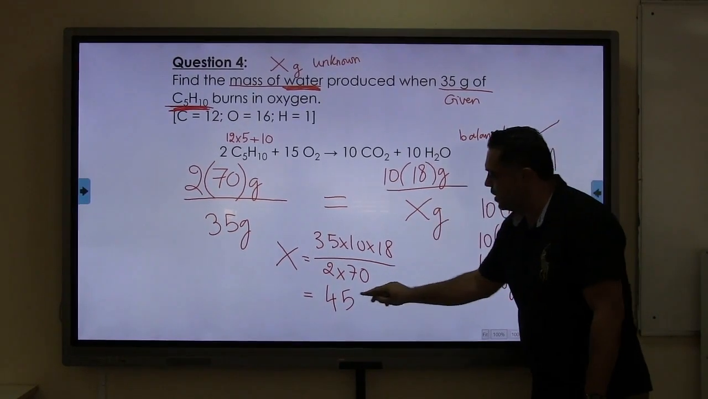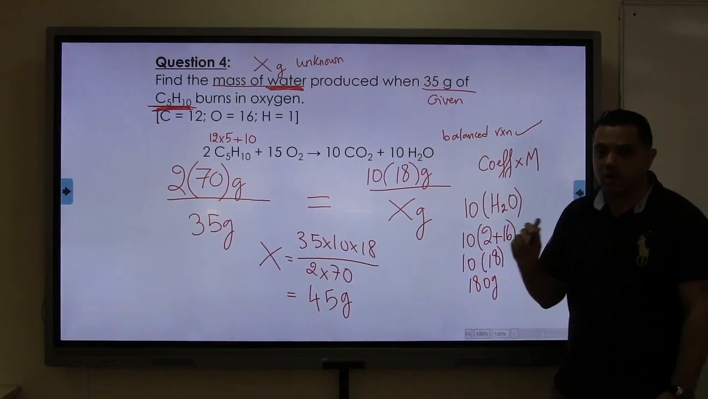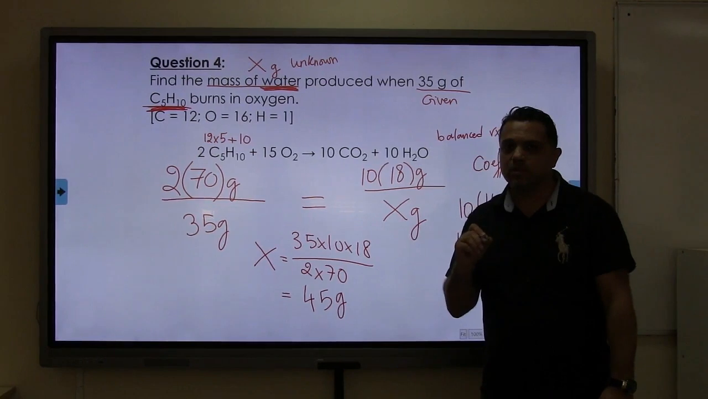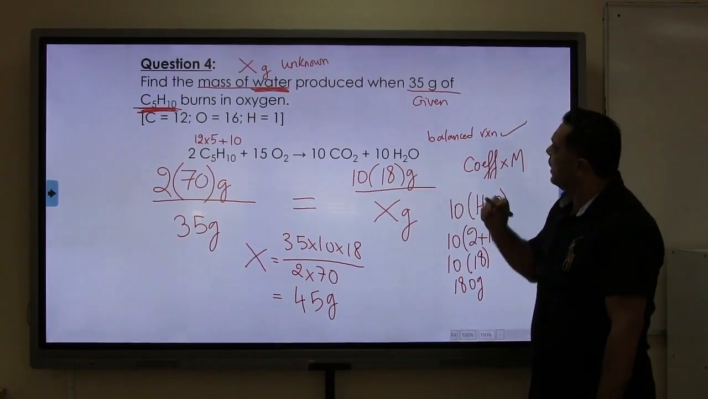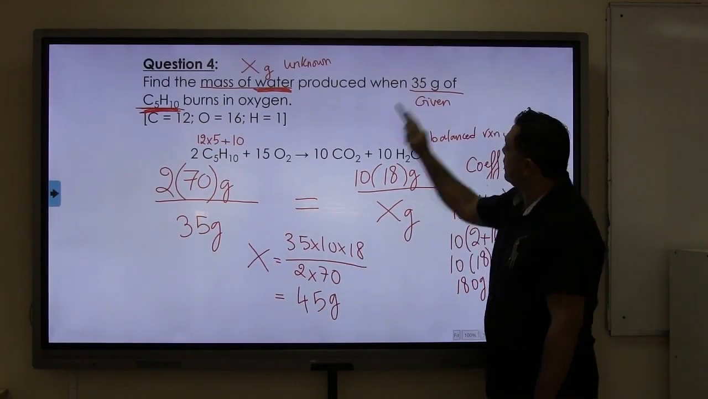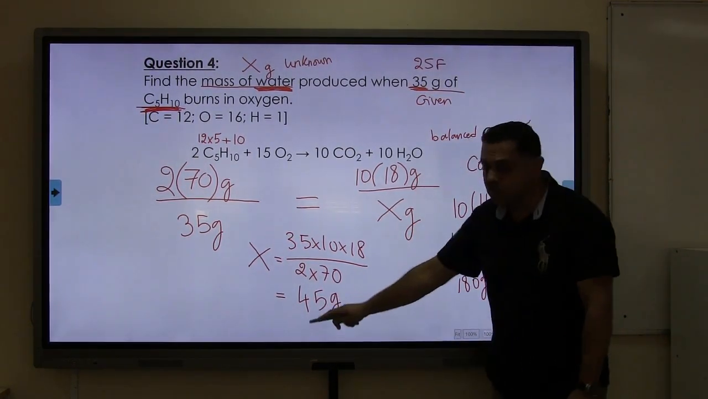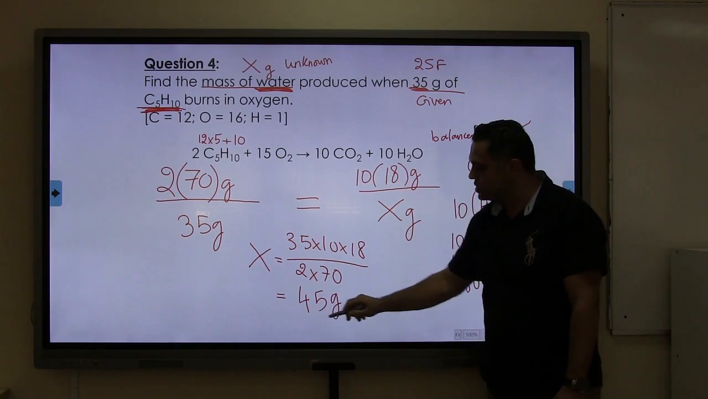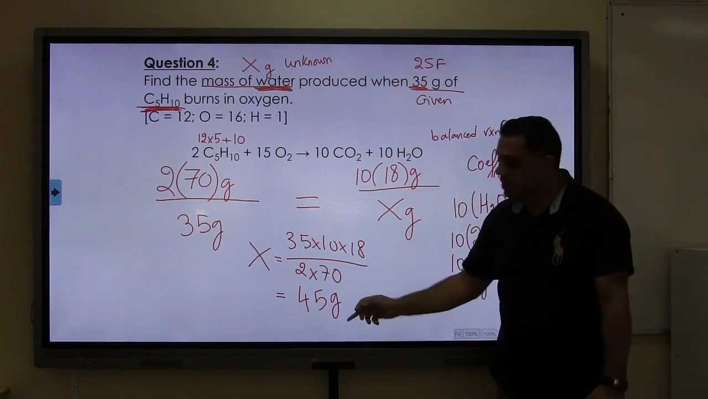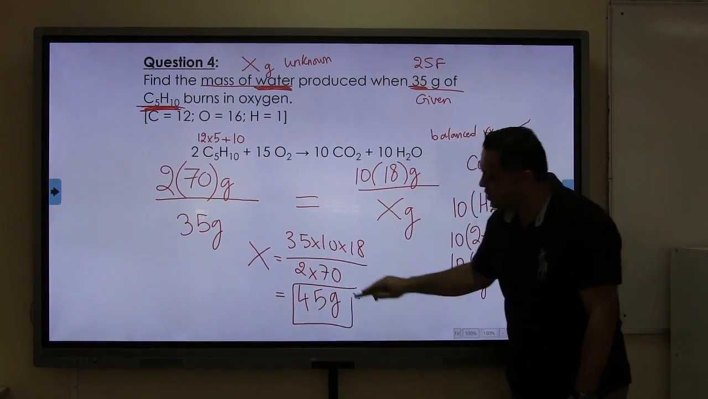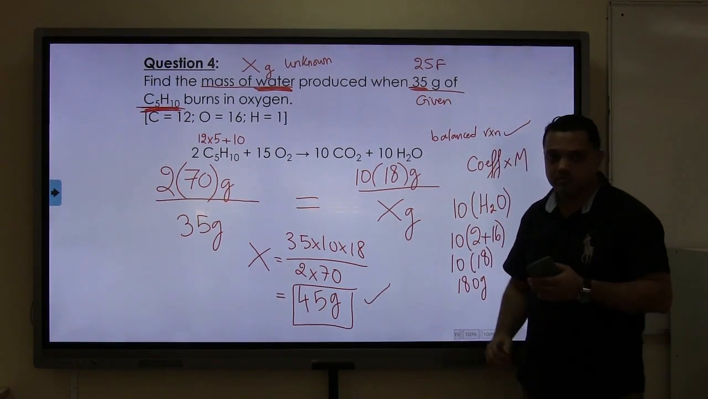So 45 grams. I need to write down the answer to the correct number of significant figures. And here, if I look at the given, 35, 2 significant figures. Also here, it's 2 significant figures. So it's fine, I don't need to round. So my final answer will be 45 grams.